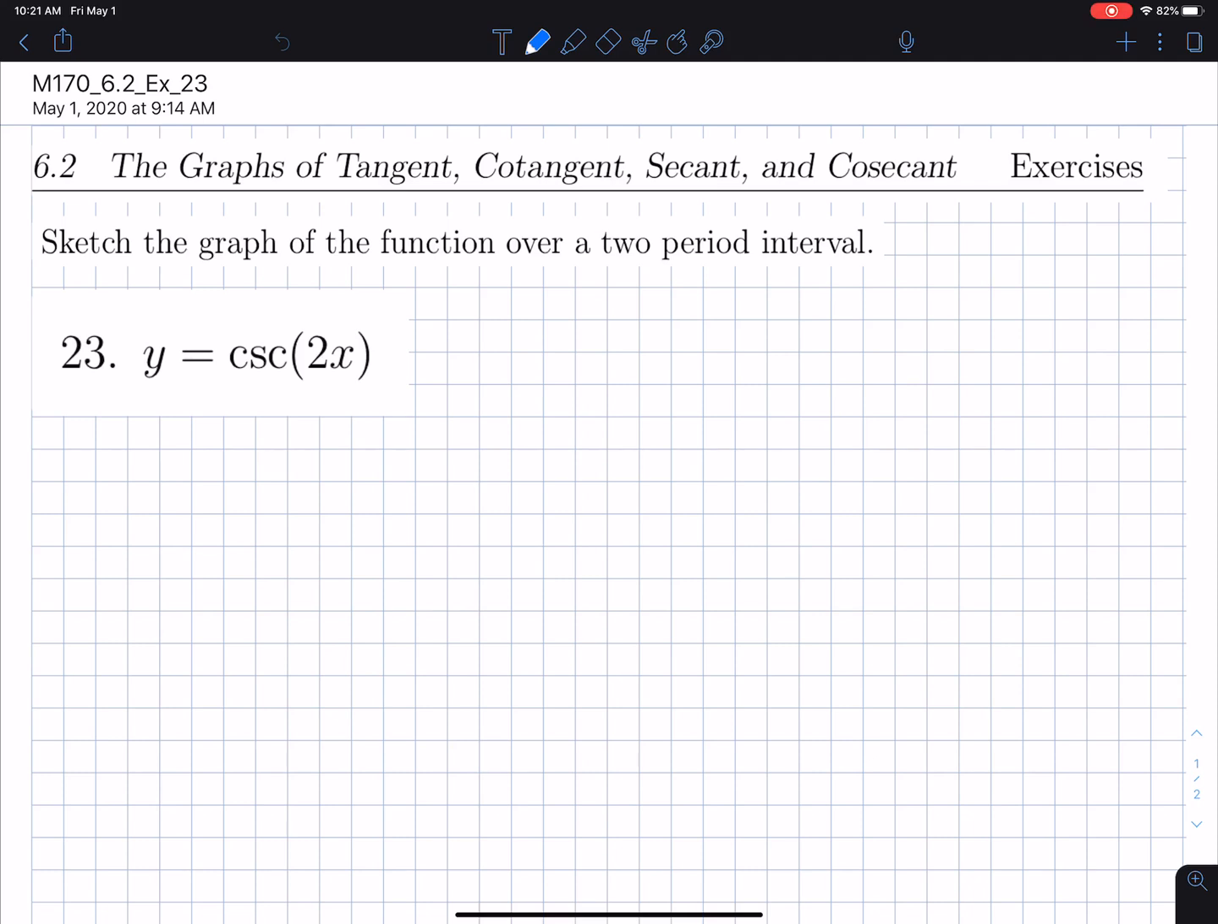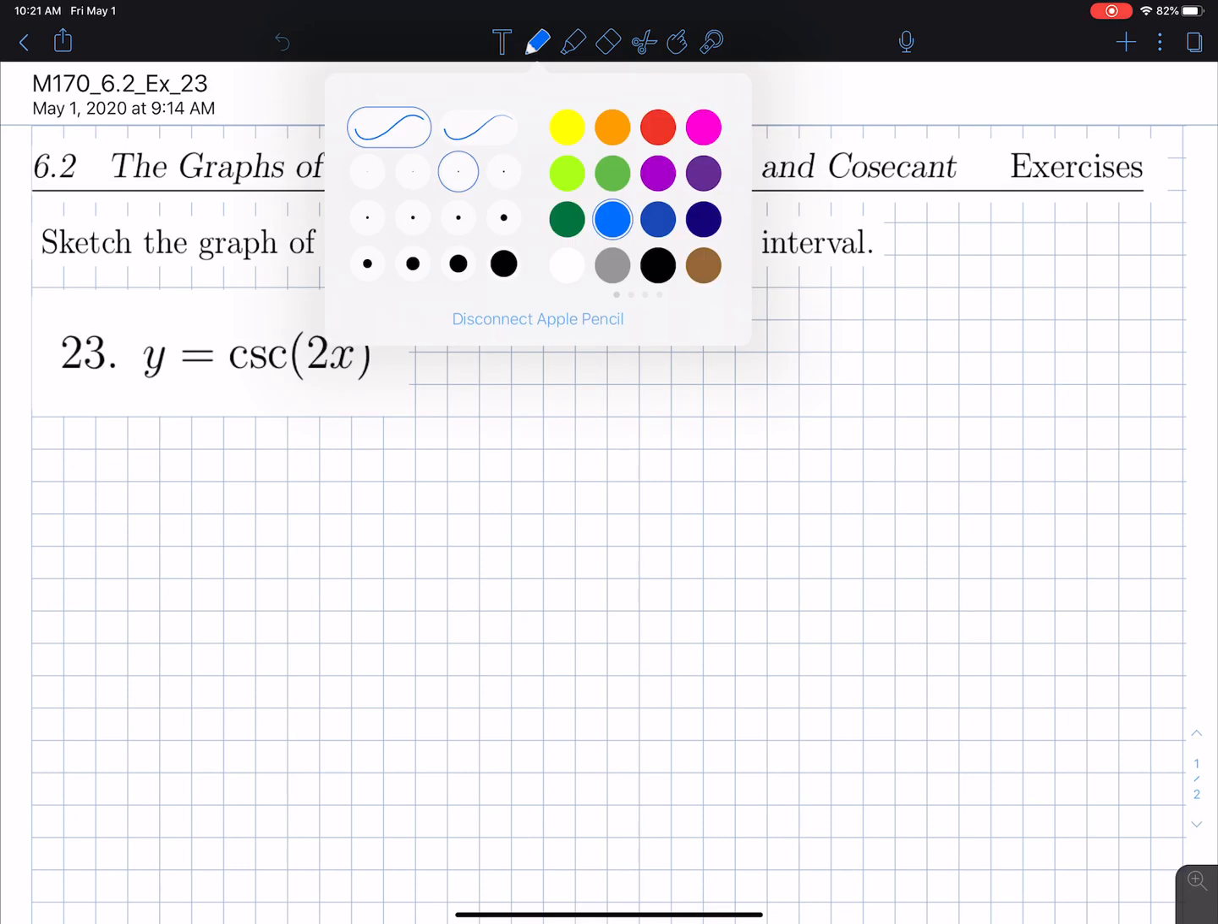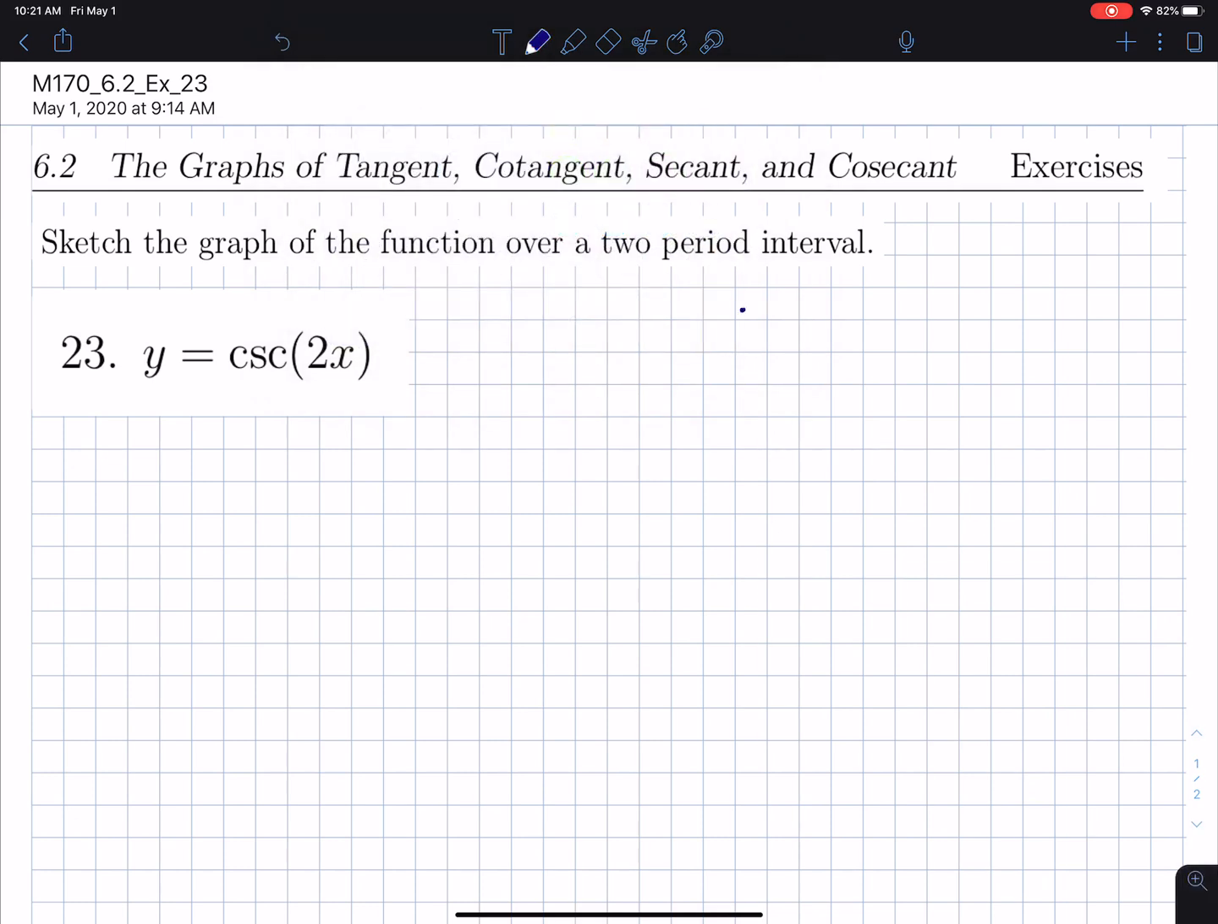Okay, we're sketching the cosecant graph, but it's y equals cosecant 2x. So the steps that we're going to follow are that we first sketch y equals sine of 2x. And to do that, we have to keep in mind that the period is 2 pi over 2, which is pi, and that our quarter period, well, I'll just write as P over 4, is pi over 4.